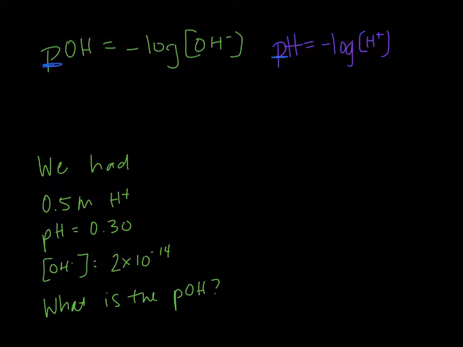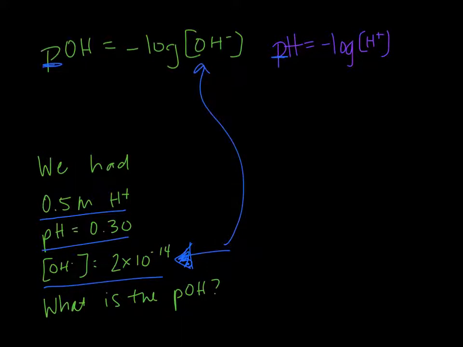And so in the last problem we had 0.5 molar H plus, and we had a pH of 0.3 and an OH of 2 times 10 to the negative 14. And so we want to find what the pOH is. So I'm going to plug in the hydroxide ion concentration of 2 times 10 to the negative 14 into the log equation. And so the negative log of 2 times 10 to the negative 14 is found to be 13.70.